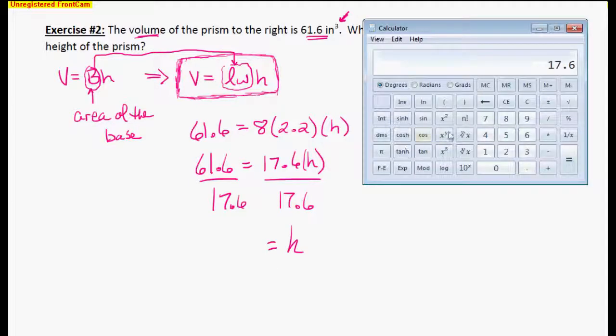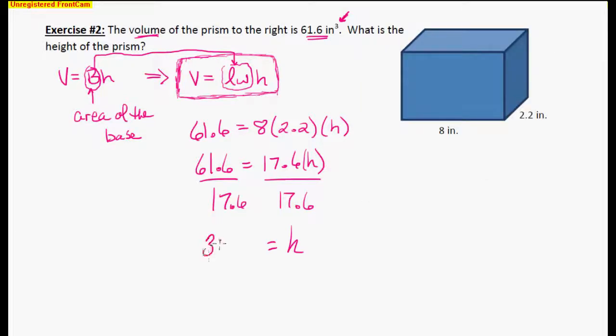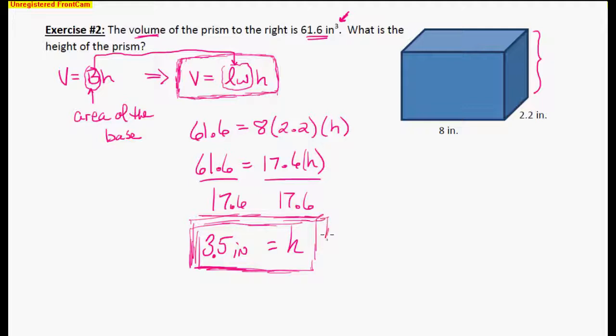And I'm going to bring this back up to do the math here, 61.6. I'm going to divide by 17.6. Oh, and I get 3.5. So 3.5, and that is not a volume anymore. That is the height. That is this distance right here. So whenever we're dealing with a distance, it's just inches. We're not inches cubed or inches squared. It's just inches because it's just a distance. So there you go.